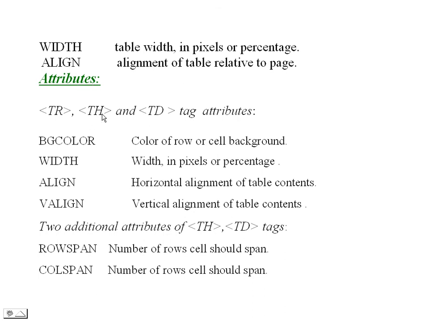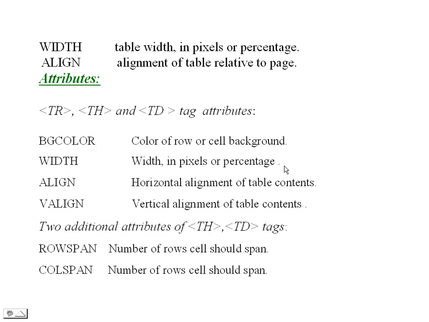Attributes of table row, table header, and table data are bgcolor, width, align, valign. These are the common properties. Bgcolor specifies the color of the row or cell background. Width specifies the width. Align specifies the horizontal alignment. Valign specifies vertical alignment. Two additional attributes of table header and table data tags are rowspan, colspan. Rowspan specifies the number of rows a cell should span.